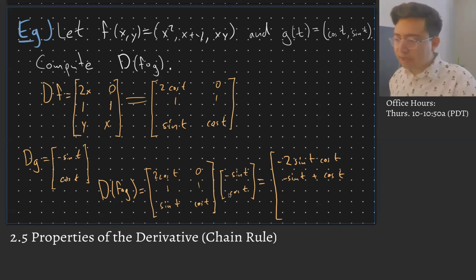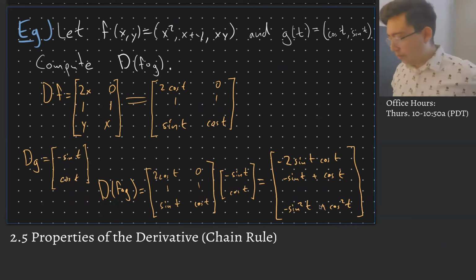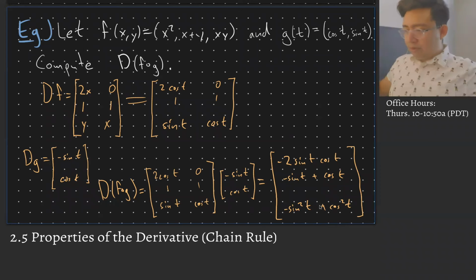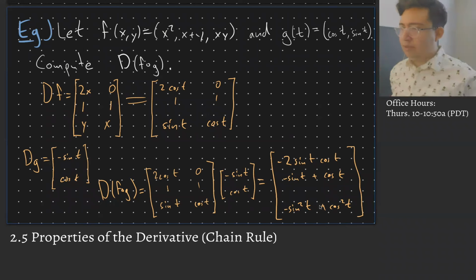Now, lastly, we end up with the dot product of sine t, cosine t with negative sine t, cosine t. So that gives me negative sine squared t plus cosine squared t, which is almost a Pythagorean identity, but not quite, so it doesn't simplify. And we're done. That's the whole thing there. Okay.